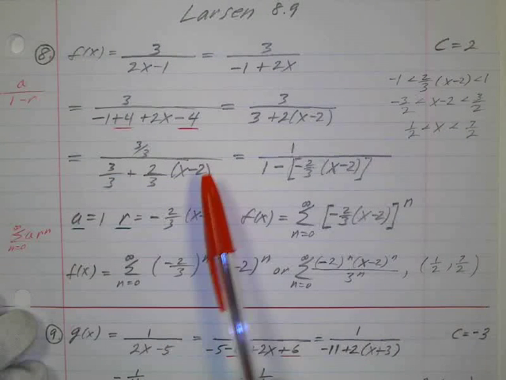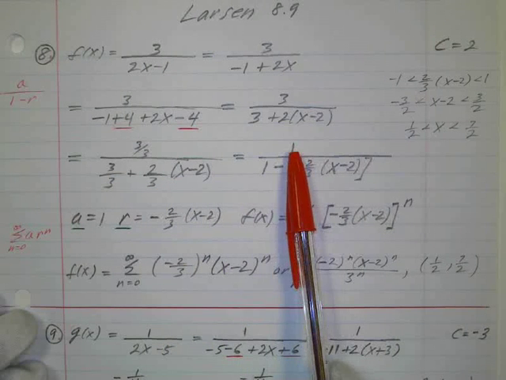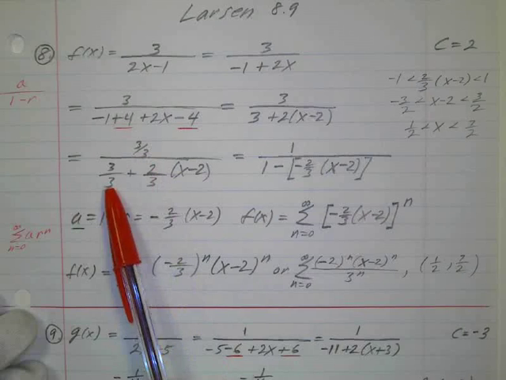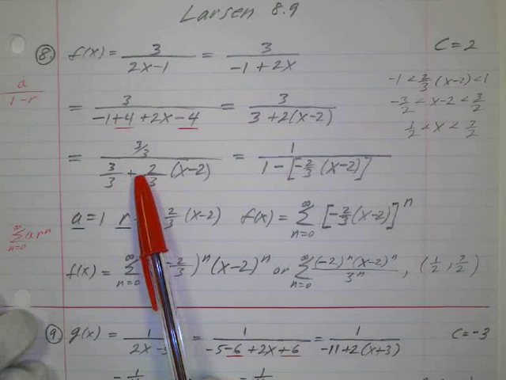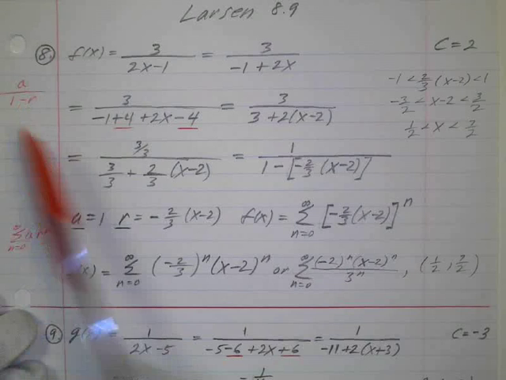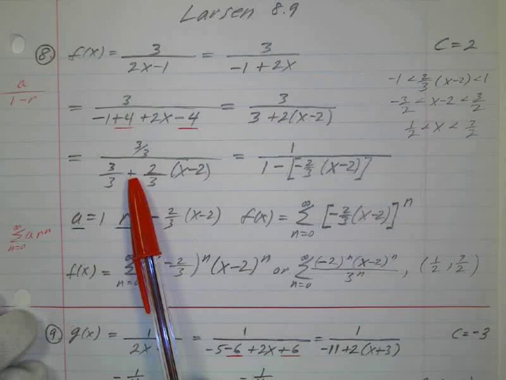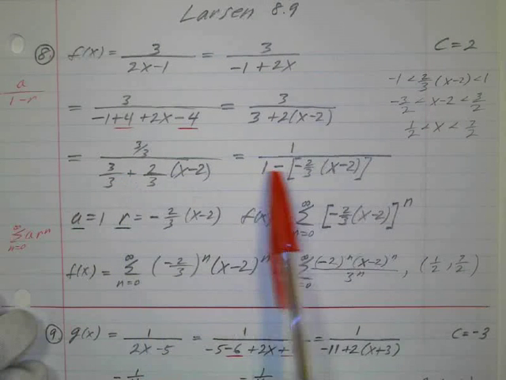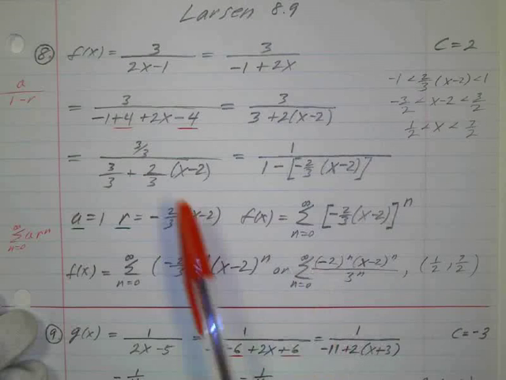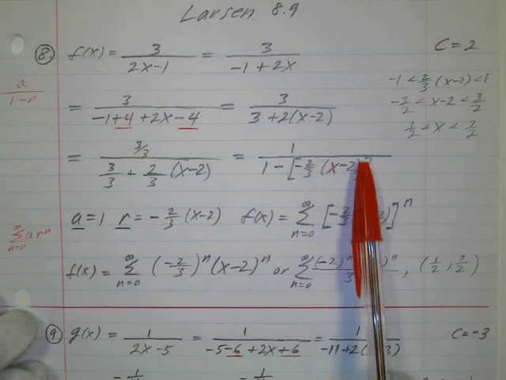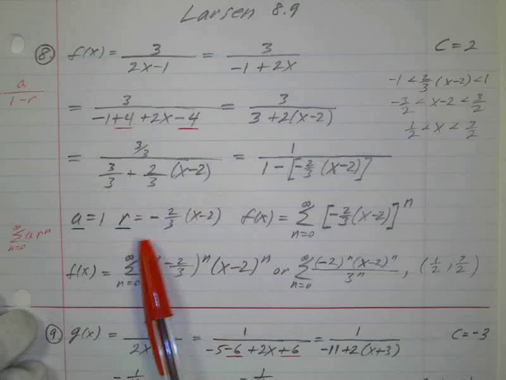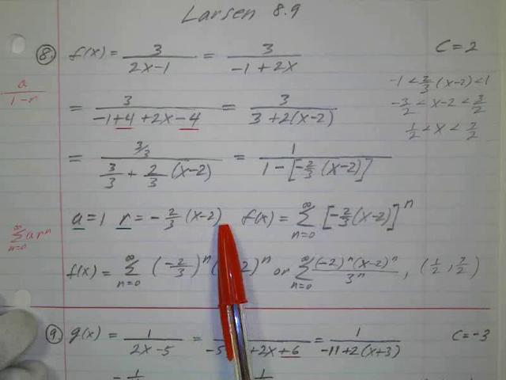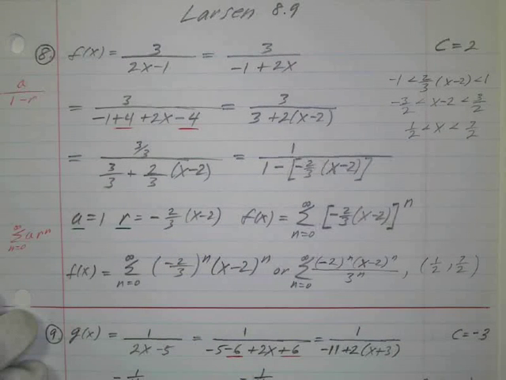So now we have a pretty nice form. Now my a is going to be 1. 3 over 3 is 1. 3 over 3 is 1. And I've got minus, because it's always going to be the minus r. So if I make this positive, a double negative, there's a negative there and a negative there. That ends up being a positive. And I've got 2/3 x minus 2, so this is my x minus 2. So this is my r. So r is negative 2/3 x minus 2, and a is 1.